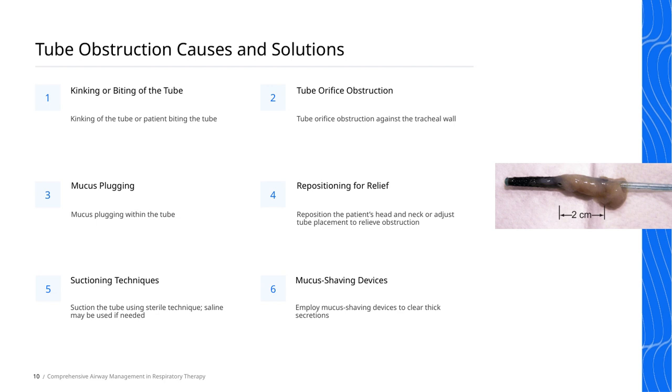These devices help ensure the airway remains patent and reduce the risk of respiratory compromise. Another important point is repositioning the patient's head and neck, or adjusting the tube placement itself. Sometimes, the obstruction occurs because of tube malalignment or against the tracheal wall, which can be relieved simply by repositioning to improve airflow. Suctioning the tube is also vital when there's mucus plugging.